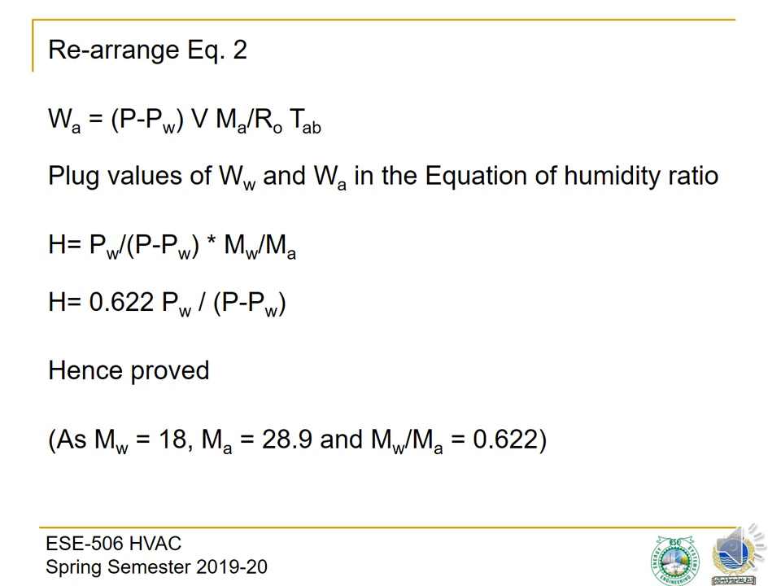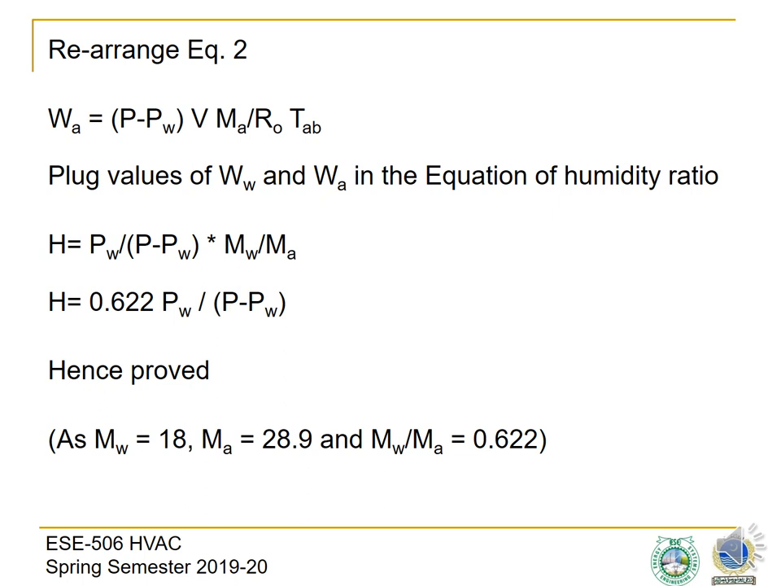So the equation will become 0.622 Pw over P minus Pw, because we have put the value of Mw, the molecular weight of water, which is 18, and the molecular weight of air, which is 28.9. And the ratio, if we write 18 divided by 28.9, the answer will become 0.622. And we have put the value here, and our proof is H is equal to 0.622 Pw over P minus Pw. So the required expression has been proved.